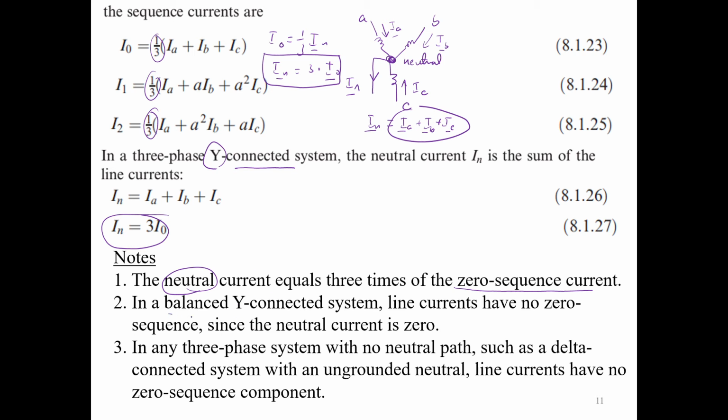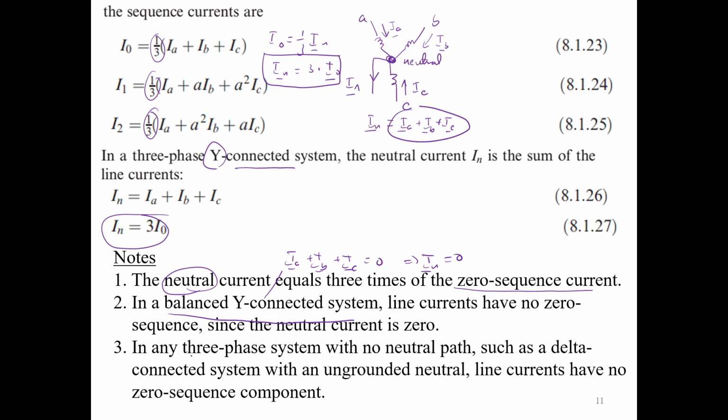In this case, a balanced Y connection, the sum of IA plus IB plus IC becomes 0, or you still remember your neutral current is 0. Okay, so the neutral current is 0, so that you don't have any zero sequence current. The line currents have no zero sequence.